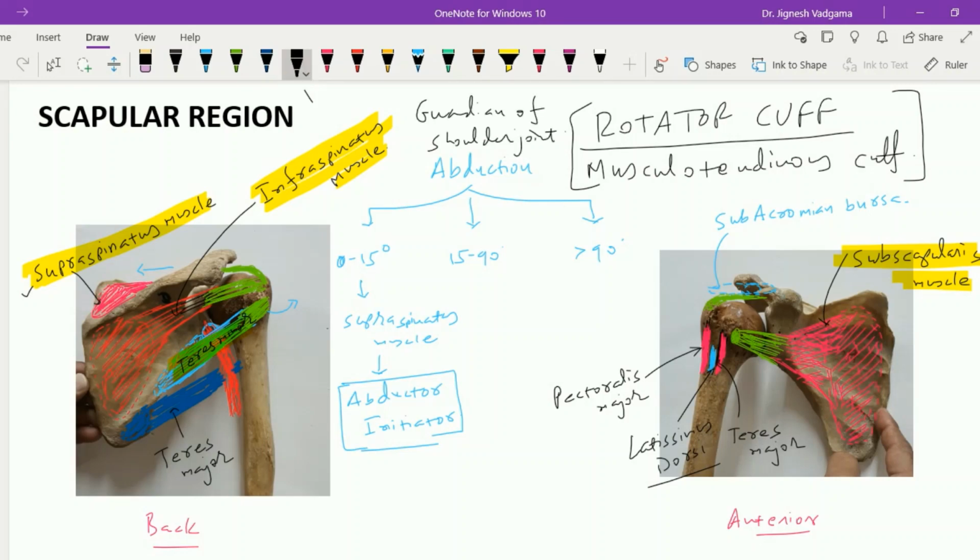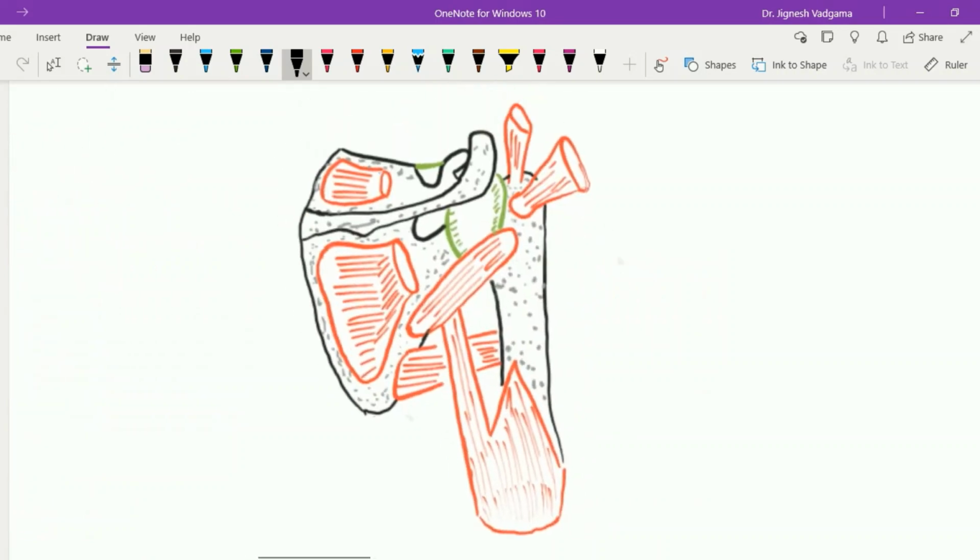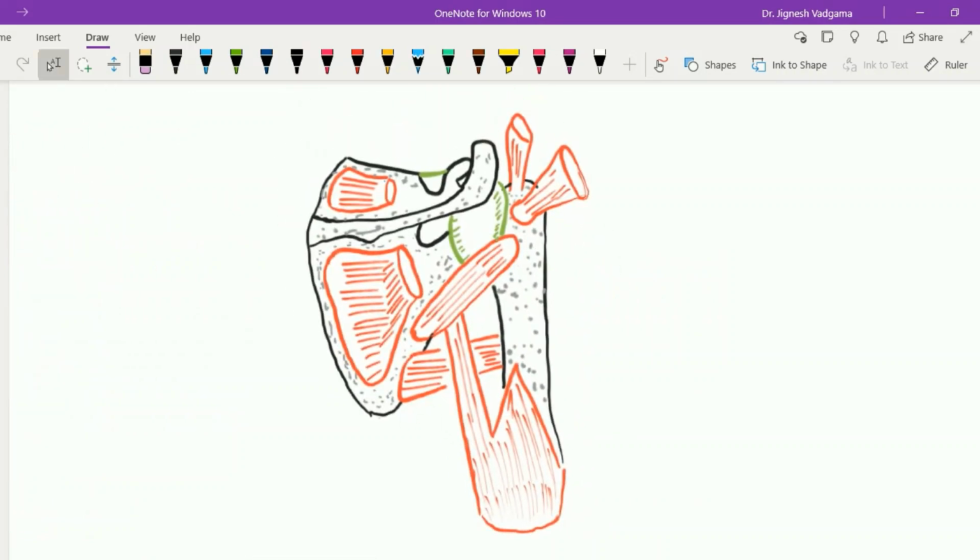So now let's see the same muscles in one schematic figure. Here in this figure, we can appreciate the posterior aspect of the scapula. Here from the supraspinous fossa, we find this muscle, and this is the cut end of this same muscle, and this is the supraspinatus muscle. And here this muscle is the infraspinatus muscle, and this is the cut end of this infraspinatus muscle.